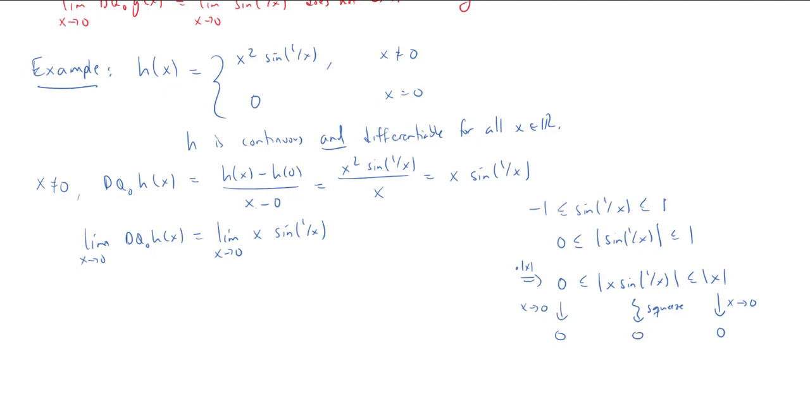But as we've seen before, if the absolute value of a function is going to 0, then the function itself has to go to 0. And so, in fact, this limit is 0, which implies h is differentiable at 0 with derivative, well, 0. And there we go.